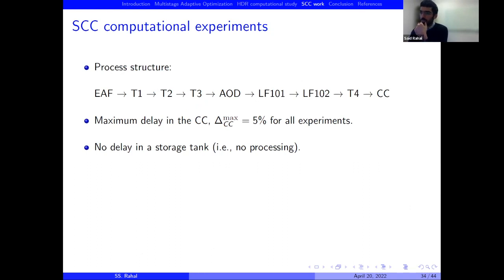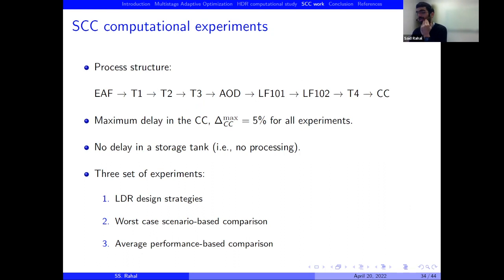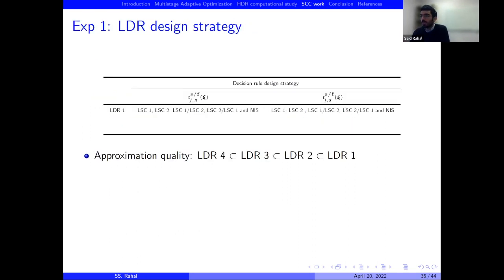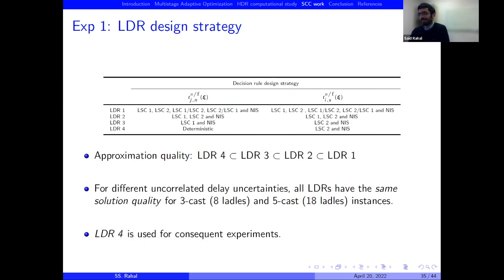So here, we did a quick experiment. The experiment is divided into 3 parts: LDR design strategy, worst case scenario-based comparison, and an average performance-based comparison. So quickly about the LDR design strategy. Since this kind of construction technique was new, we had to do this experiment to see how they behave. But what we found is that the increase in complexity did not pay off for this specific problem. So that's why we are using basically the simplest decision rule, the linear decision rule type.